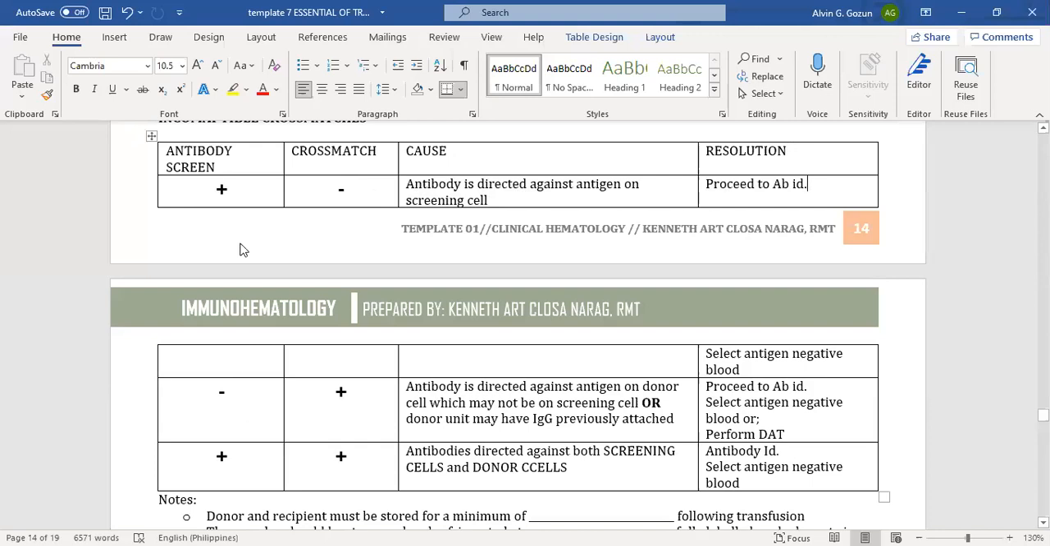Nagigets ba? Next, kapag ang antibody screen is negative and the cross-match is positive, the antibody is directed against antigen on donor cell, which may not be on screening cell, or donor unit may have IgG previously attached. Anong resolution? Pwede ka na mag-proceed sa antibody identification, select antigen negative blood, or you can perform direct antiglobulin test. Pero kapag positive daw both antibody screening and cross-match, antibodies directed against both screening cell and donor cells. Antibody identification and select antigen negative blood.